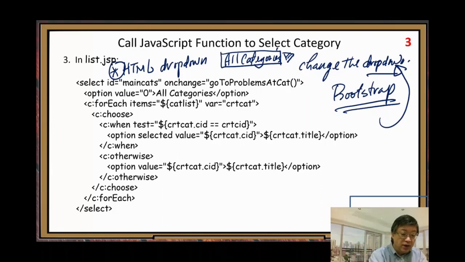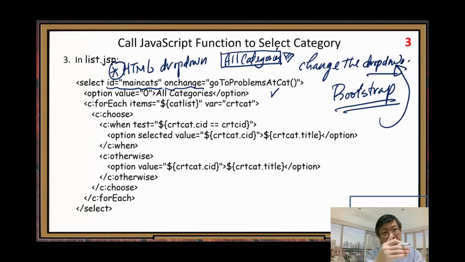All right, so here, the select, you can see the ID. We need to give an ID because later when we need to retrieve the value, we need to use this ID to retrieve the value. Then, on change, the event we set to trigger the JavaScript function. When you select a different option in your drop-down list, you change its value. After you change its value, the on change event is triggered.